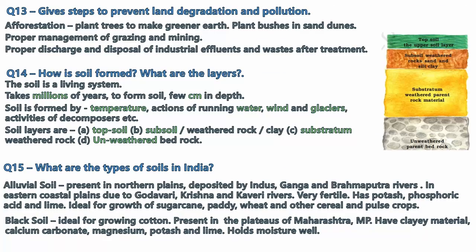What is black soil? Black soil is ideal for growing cotton. Okay, they are present in the plateaus of Maharashtra and MP. MP is Madhya Pradesh. Okay, they have clayey material, so they have a lot of clay mixed with the black soil. Black soil is rich in calcium carbonate, magnesium, potash and lime. Okay, and it holds moisture well, so it is ideal for growing cotton. Okay, so this is the black soil.